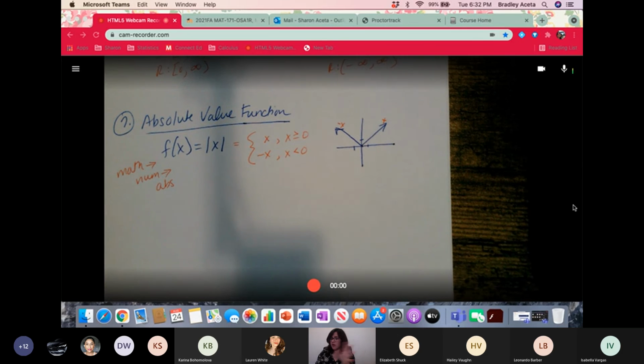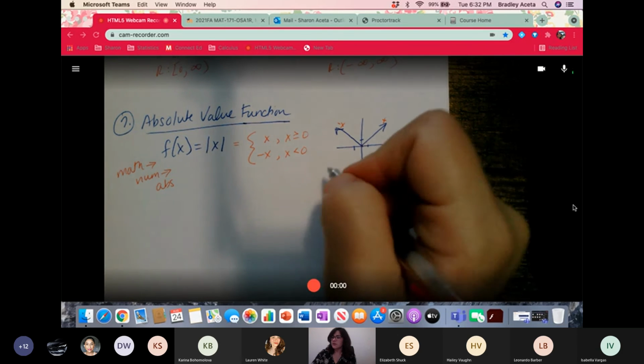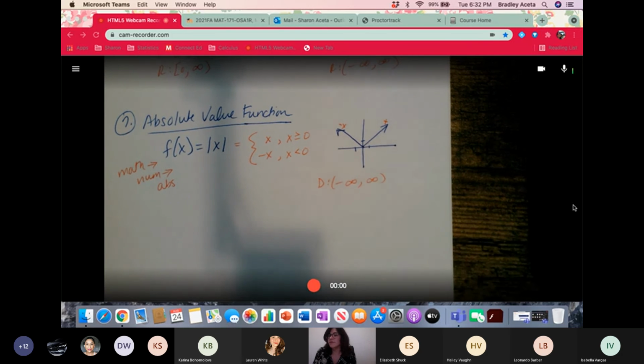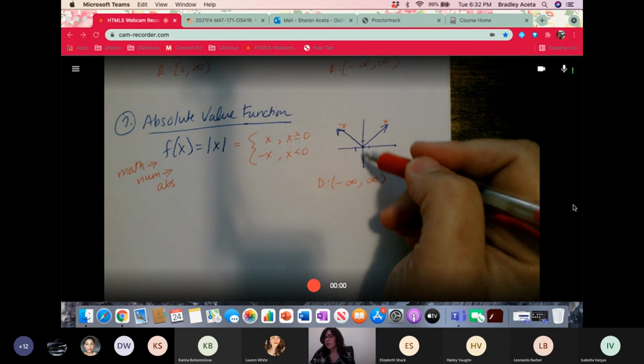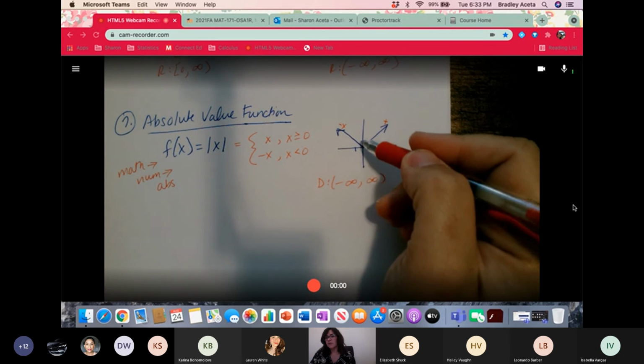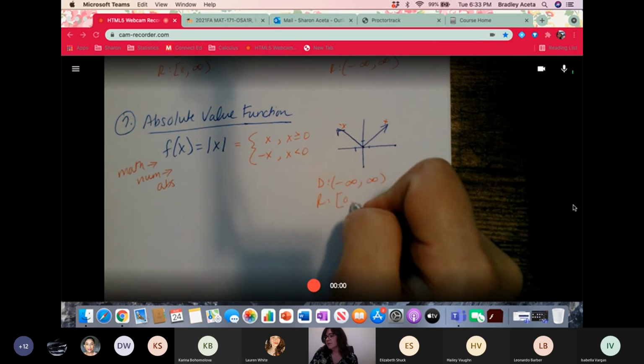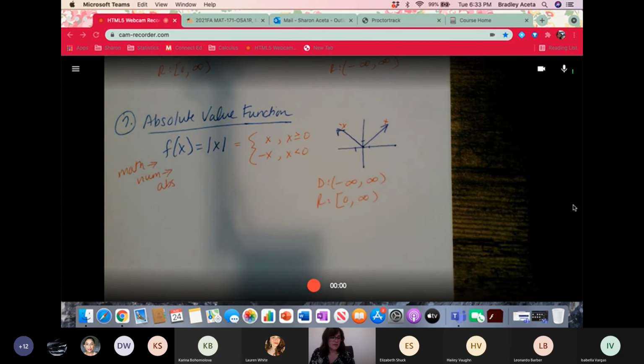So, but let's talk about the domain. The domain, how wide is this thing going to get? Well, it's going to go on and on and on and on. So along the x-axis, negative infinity to infinity. Range, similar to the parabola. It doesn't have anything below 0, so it's everything from 0 for the y values on up. So from 0 all the way to positive infinity.